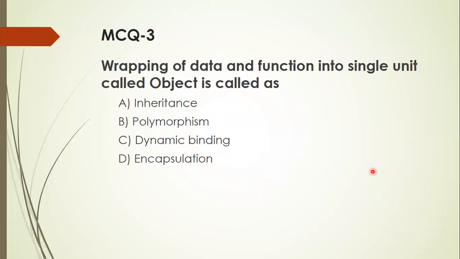Wrapping of data and function into a single unit called an object is the process of putting some data and some functions together with a label, either as a class or object. We call the concept encapsulation. Encapsulation's main advantage is that it provides more security for your data. Data cannot move out of that object. You are binding the data and the function together in a single unit. That bondage is created.